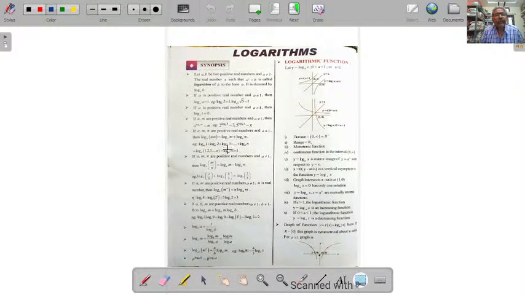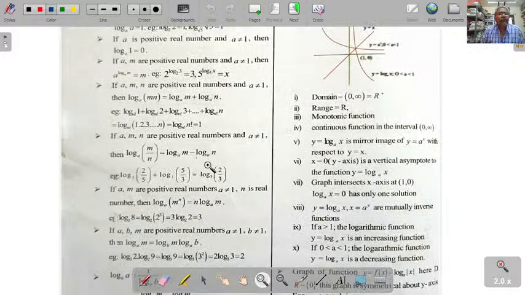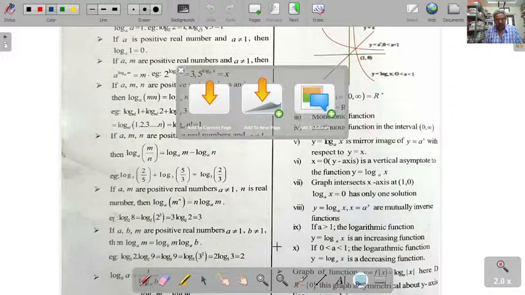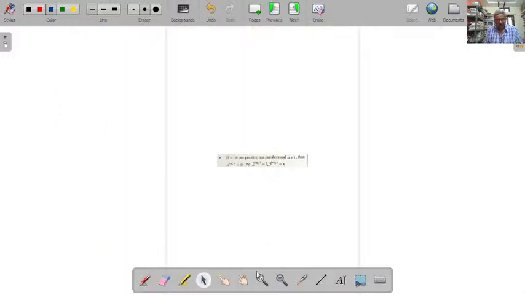Let us move to another concept. This is a very important concept to be discussed. So my dear students, remember this concept now. Let's have a discussion about this.